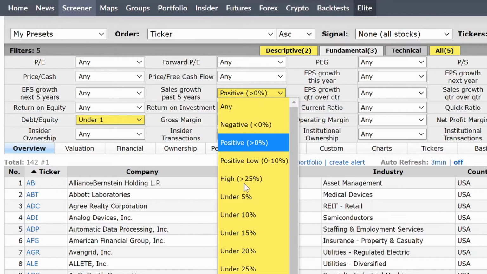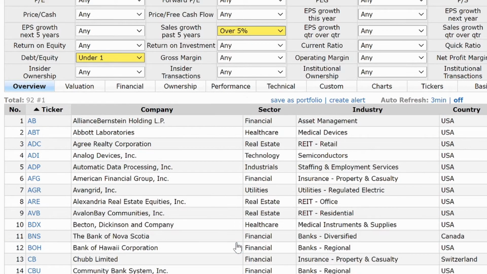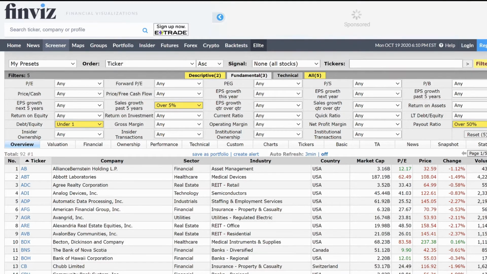So maybe we can bump this up. Let's see what over 5% will look like. Okay, now we're down to 92. We're under that 100. That's great. We're just going to knock off a couple more. And don't get me wrong, at this point when we're under 100, you could easily scan through all of these stocks, do your own research if you have some time and look through them. But I just want to knock off a couple more, maybe get down to 50, and then you'll see exactly what I would do with that concentrated list.